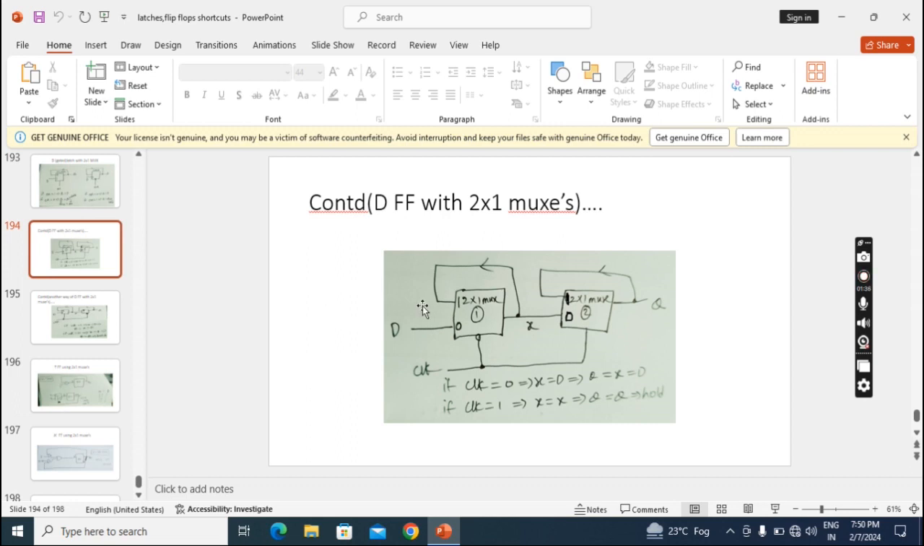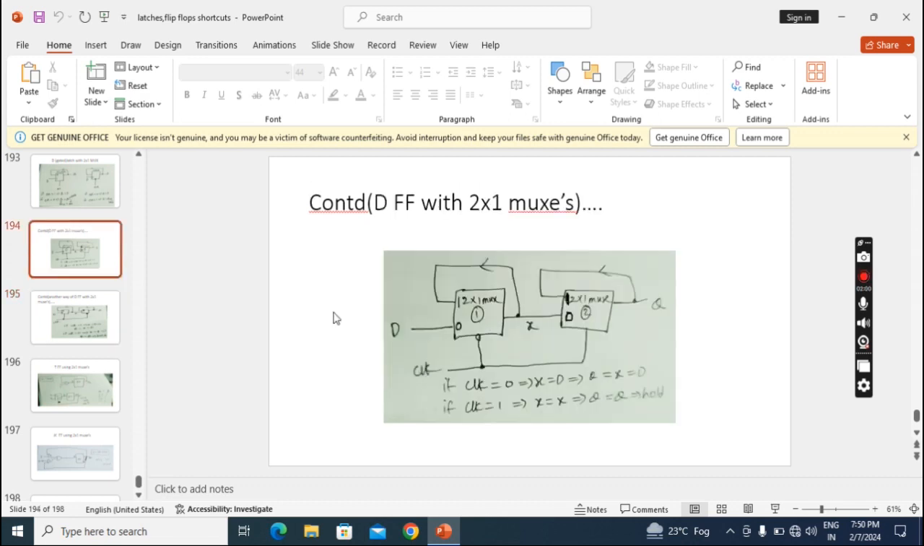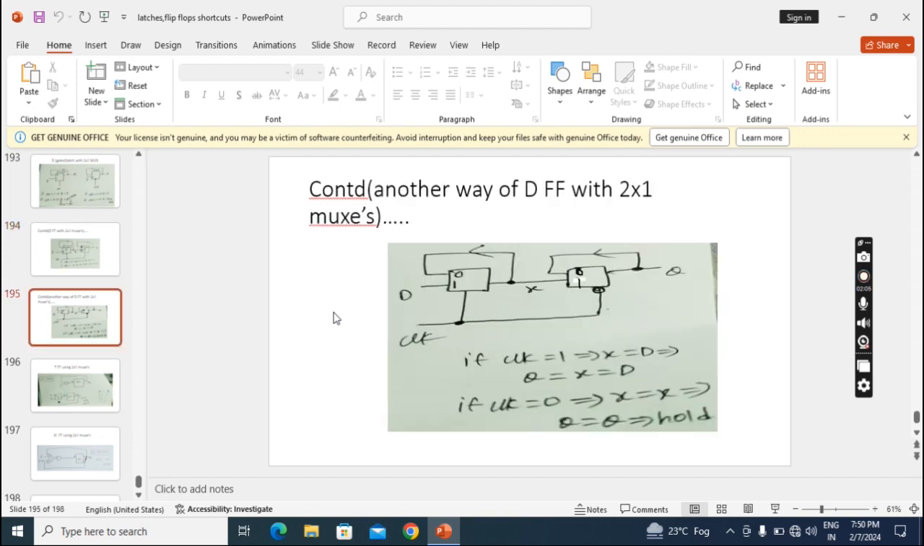See here, the output of the first multiplexer we have to connect as input to the second multiplexer, and this clock is common to both, but one of the clocks should contain a bubble. We can construct this flip-flop in another way also. Here I took a positive level latch first, then a negative level latch, but previously I took negative level first, then positive level. So according to this we have to change the internal values.